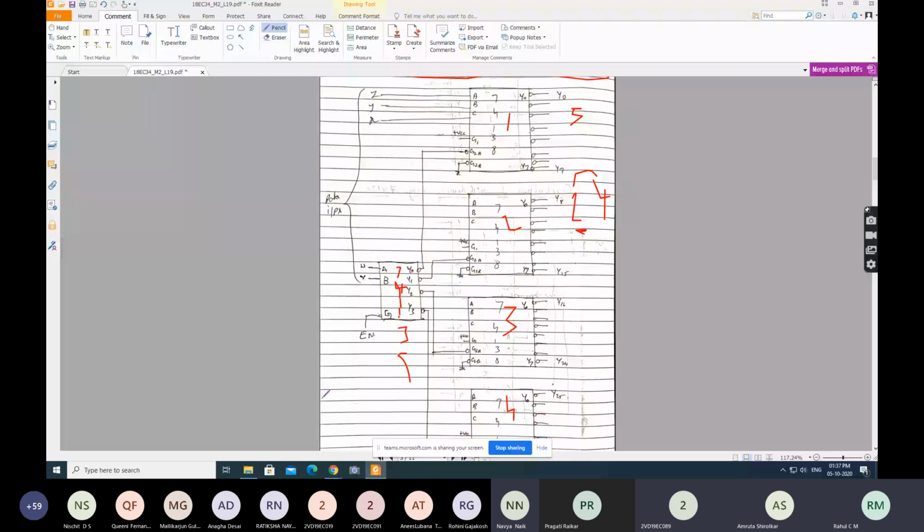I am controlling 4 ICs. I am controlling 4 systems. How many pins do I need for controlling using a decoder? That was the point.